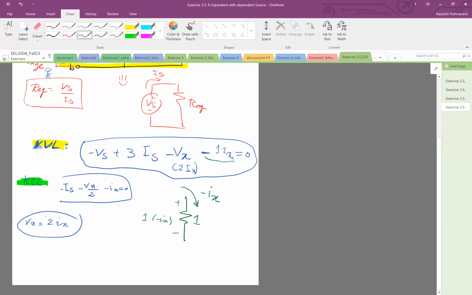Now you have to put all these equations together. First, let's get rid of the Vx. On this equation, I replace Vx by 2Ix, so you get negative Is, minus Vx over 2, which would be 2Ix over 2, just Ix, negative Ix equal to 0. So in other words, you get Is equal to, or you get Ix.